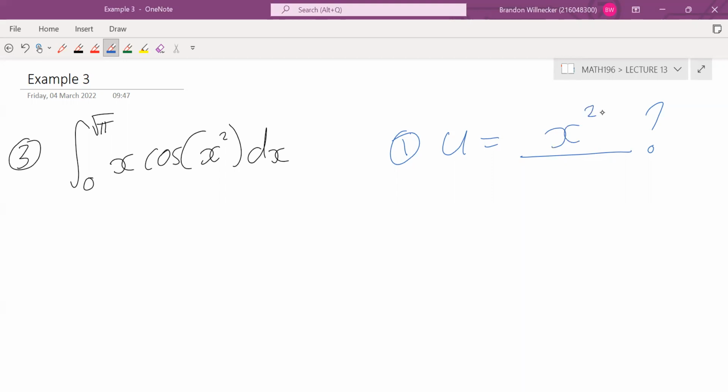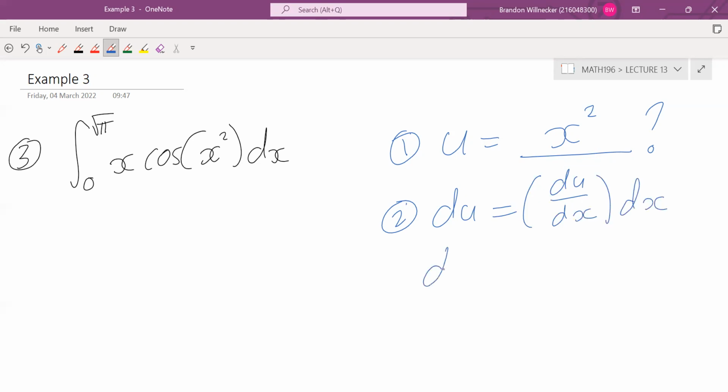Yeah, cool. Everyone's getting it now. Okay, so that's step 1, done. Step 2, we need to find du. So remember, du is du by dx dx. So du is equal to, what should I fill in there? 2x. Yeah, you got it. 2x dx.